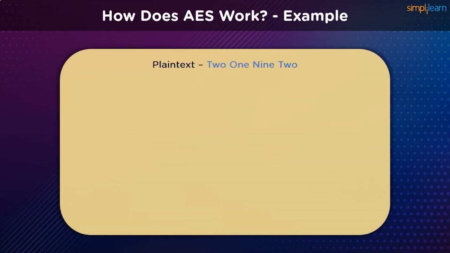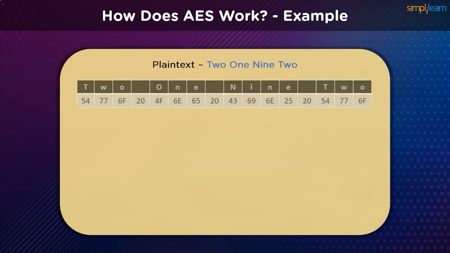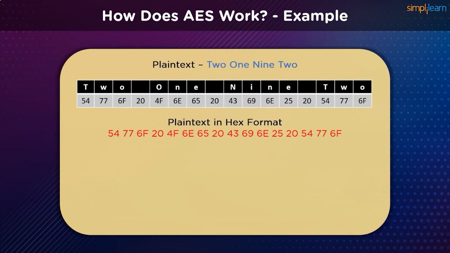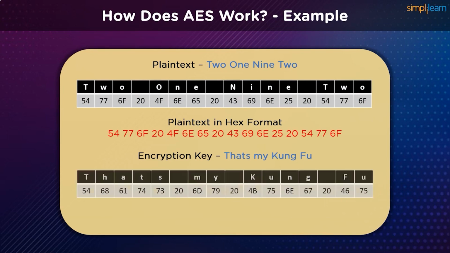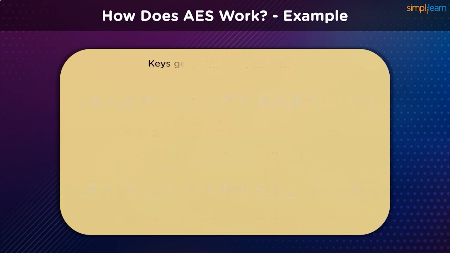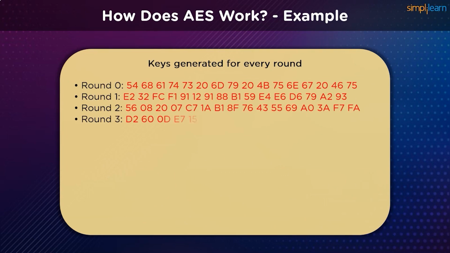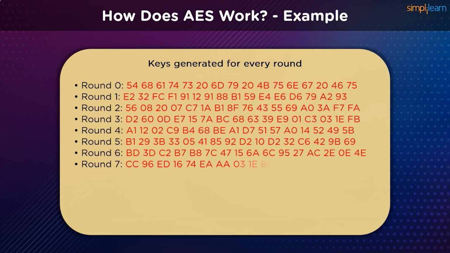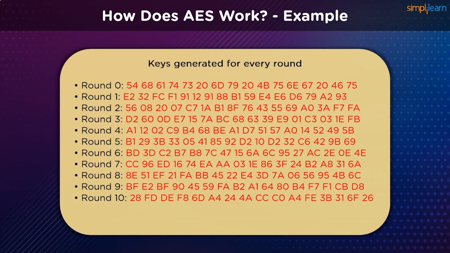Let's take an example to understand how all these processes work. If our plaintext is the string 2192, we first convert it into a hexadecimal format as follows. We use an encryption key, which is "that's my kung fu", and it is converted into a hexadecimal format as well. As per the guidelines, we use a single key which is then later expanded into n plus 1 number of keys, in which case it's supposed to be 11 keys for 10 different rounds.